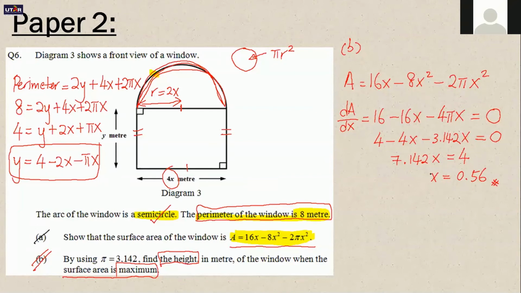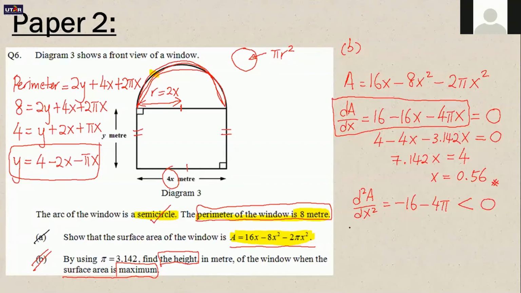Will it make the surface area maximum? So we check with the second derivative. We differentiate again for the function. This is your first derivative, so differentiate it again. The first term is a constant, so differentiating a constant gives 0. Differentiating the second term, we got negative 16. Then differentiating the negative 4 pi x, we got negative 4 pi. So basically a negative number minus a number, so we got a negative answer. So this means what?